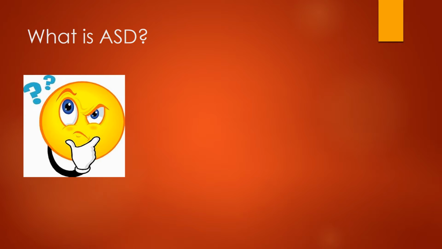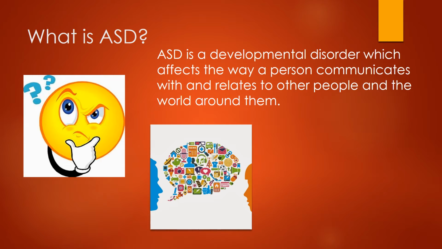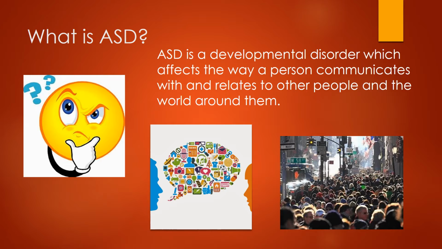So, what is ASD? Autism spectrum disorder is a developmental disorder which affects the way a person communicates with and relates to other people and the world around them. The way in which people are affected varies from one individual to another by age and intellectual functioning. This is why it's a spectrum disorder.